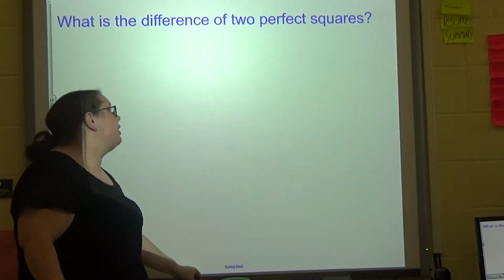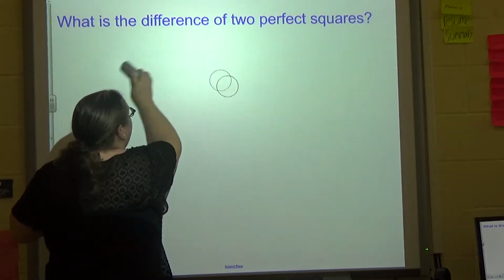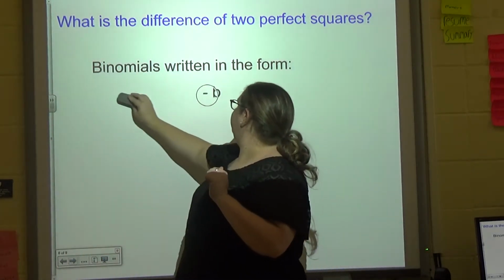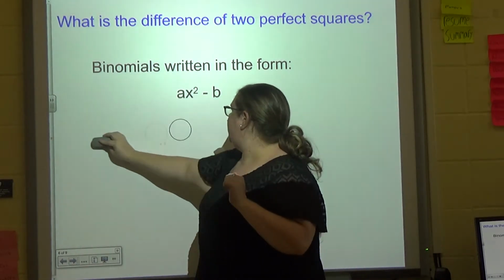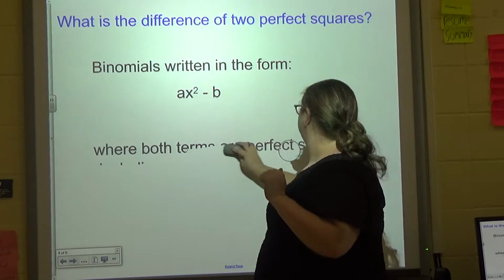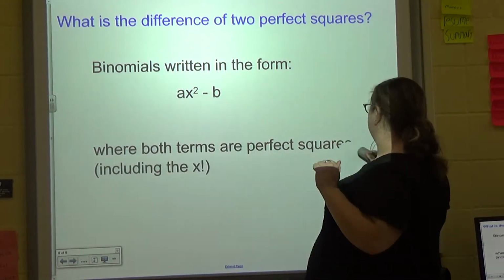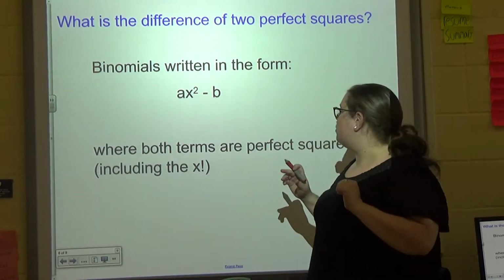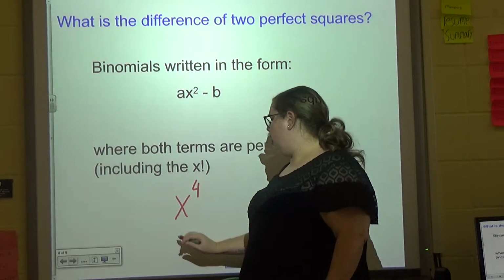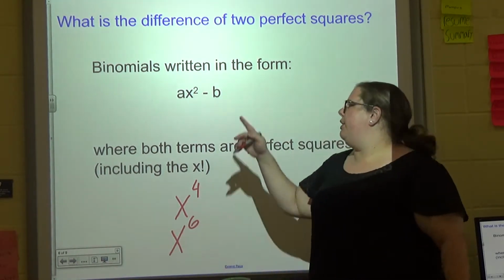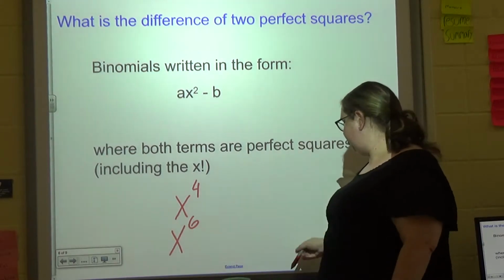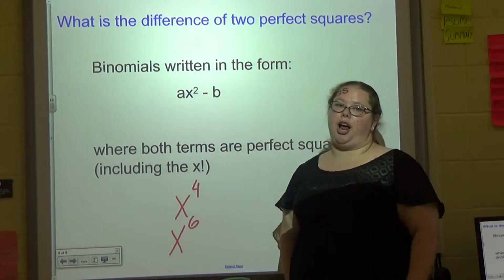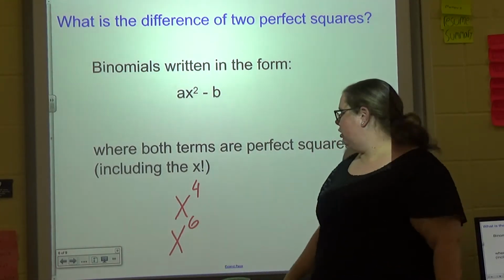The difference of two perfect squares, let's see, do I have it written? Oh, I do. Binomials written in the form ax squared minus b, where both terms are perfect squares, including the x's. So the x also has to be a perfect square. We could have x to the 4th, x to the 6th, as long as it's even. But if that was an x cubed, this wouldn't work. So both a and b have to be perfect squares, and it has to be subtraction. If it's not subtraction, this will not work.